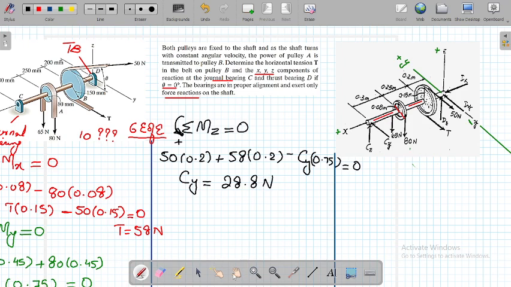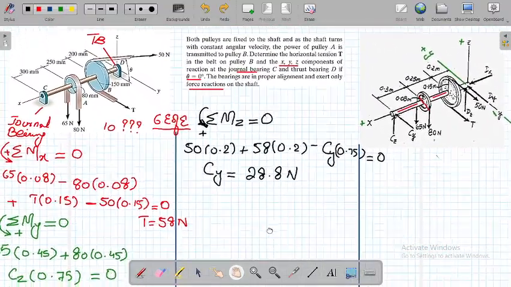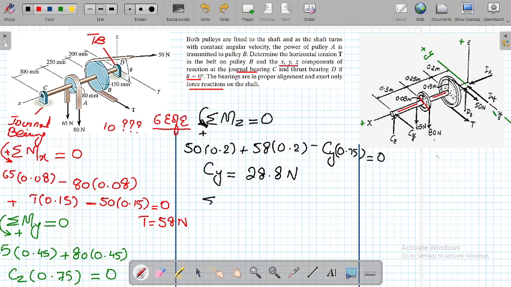Now you have calculated T, you have calculated Cy, and you have also calculated your Cz. What you are left with now is Dx, Dy and Dz. I think the easiest one is coming if we sum all the forces along the x-axis. If we sum all these forces about the x-axis equal to 0, is there any force which is along the x-axis?